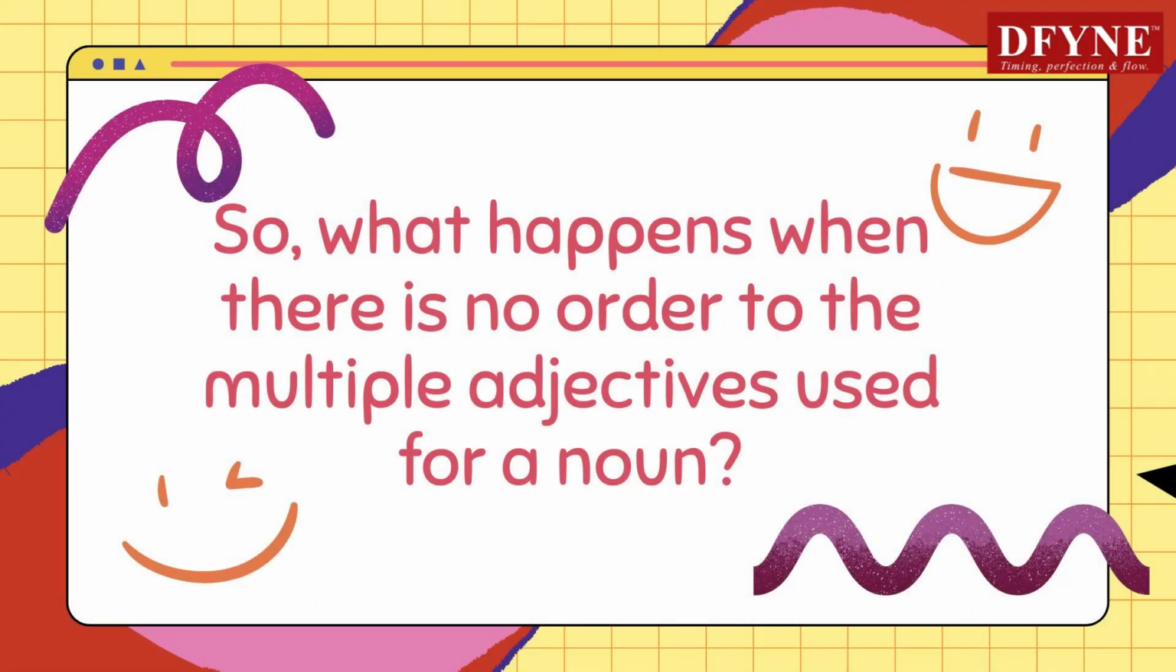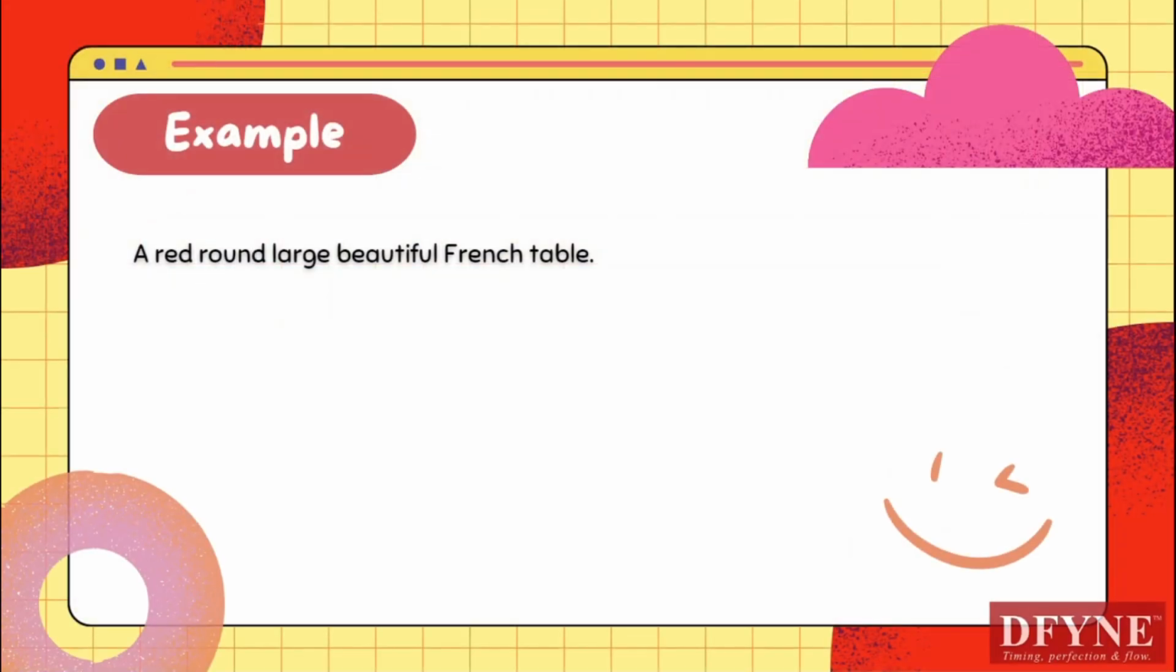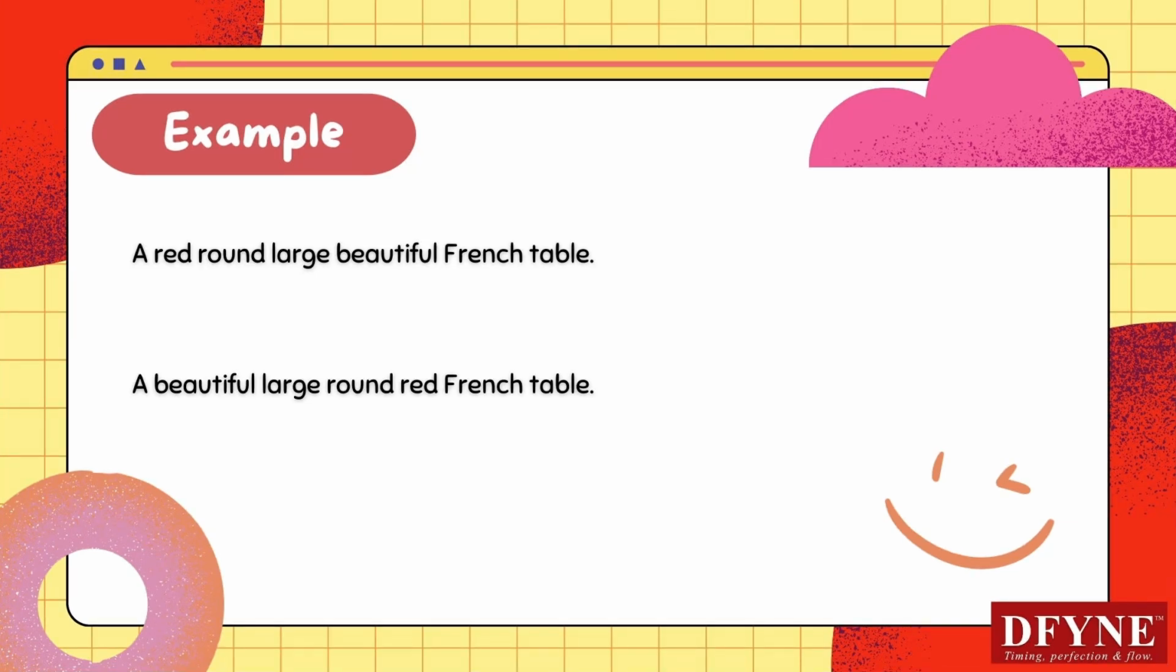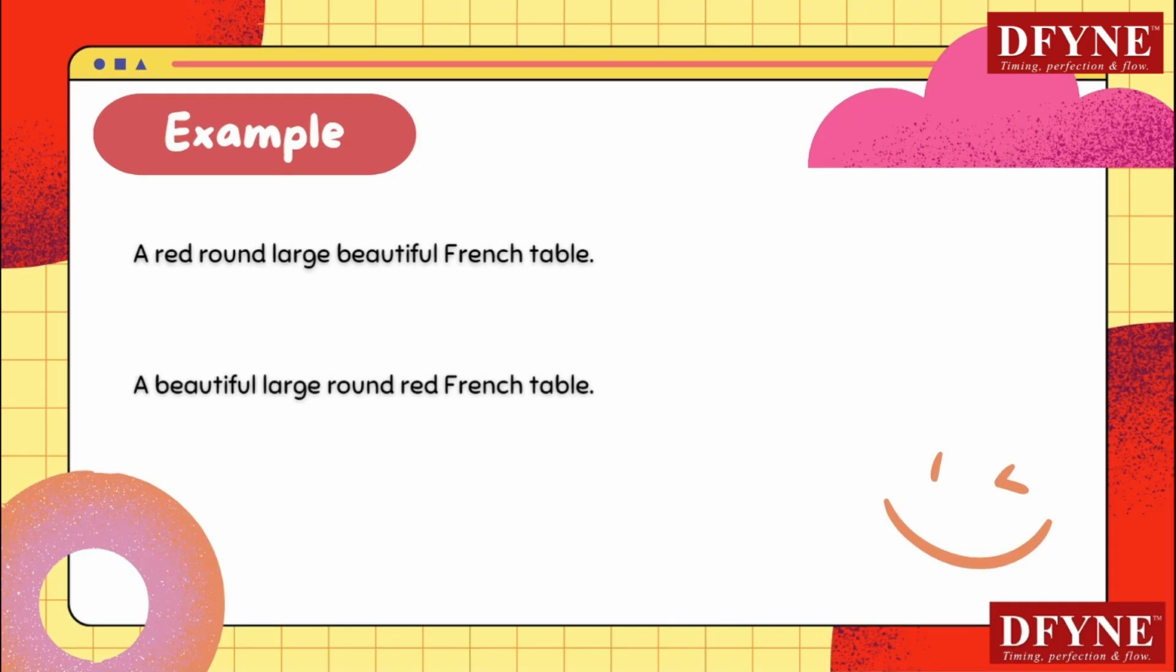When there is no order to the adjectives used together, it may seem awkward or unnatural. Although the meaning may still be understandable, it can disrupt the flow and clarity of the sentence. For example, here's a sentence: a red, round, large, beautiful French table. The adjectives here are mixed up, which makes the sentence sound jumbled and unpolished. A small change in order, like a beautiful, large, round, red French table, makes it sound and look much better.